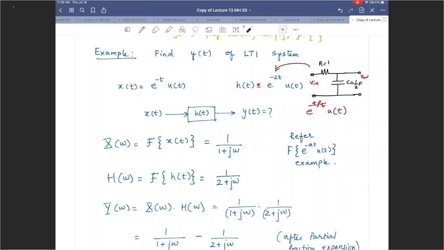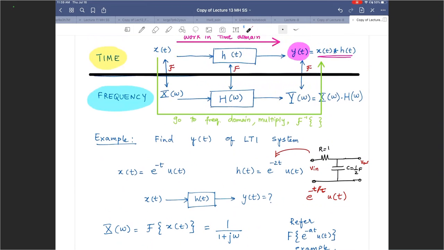For us to go forward, I really need to look at the signals in time domain. I have e to the minus t u of t. I have e to the minus 2t u of t. I want to find out the output y of t. And in this case, I'm using the frequency domain. I'm working in the frequency domain. So I'm taking the green path here.